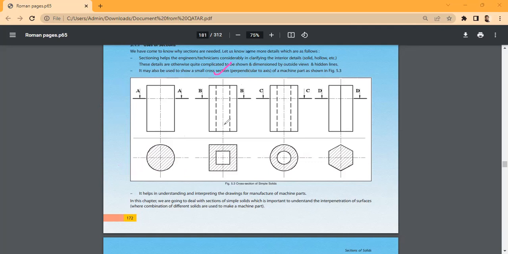It's a hollow square prism, cut by a cutting plane parallel to HP and perpendicular to VP. The cutting plane is below the top side. What is the name of that cutting plane? BB. Correct. So then the third one.